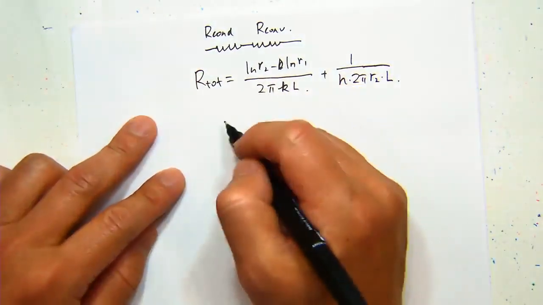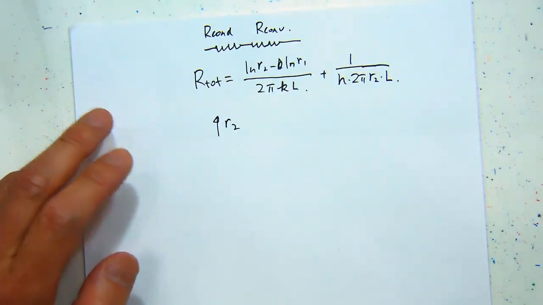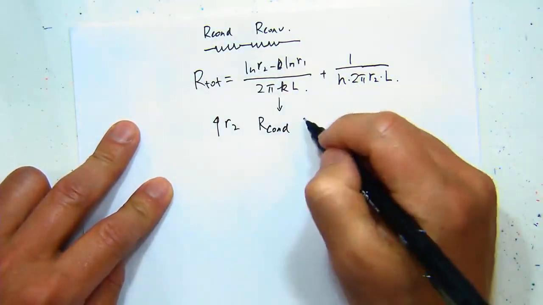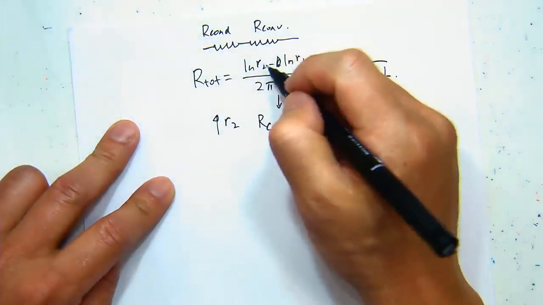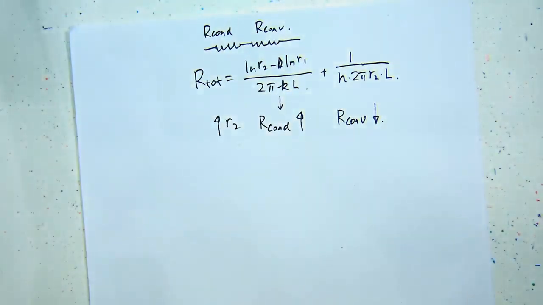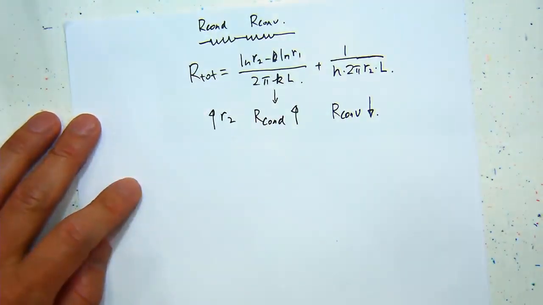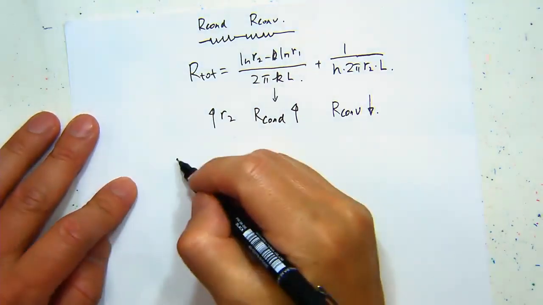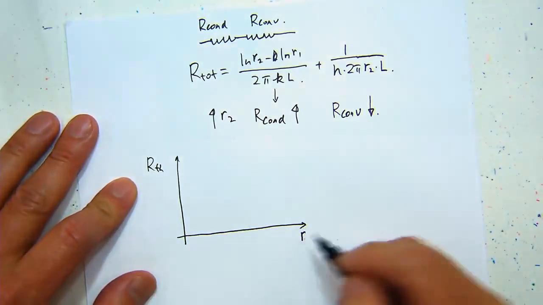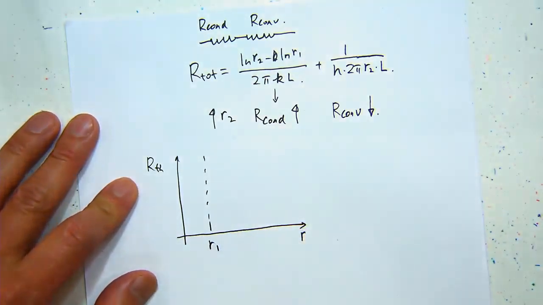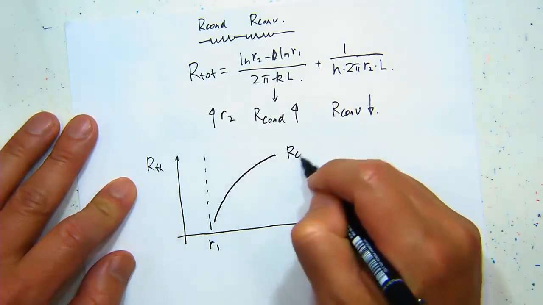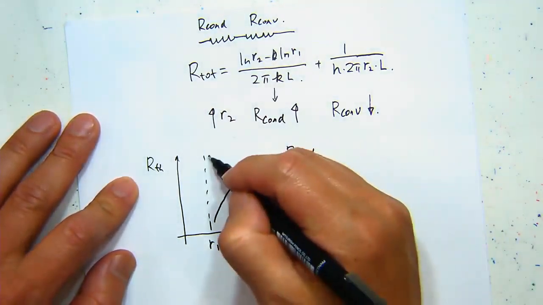If you're looking at the equation there, if you're increasing R2, which means you're increasing your insulation layer thickness, this term, which is R conduction, will go up, right? Because that's in the numerator. But the convection term will go down. So when you're increasing the thickness, these two thermal resistances will move in the opposite direction. If you draw it in terms of thermal resistance versus R, and you have R1 to start with, for the conduction part, when you're increasing R2, the resistance will go up, and for the convection, it will go down.